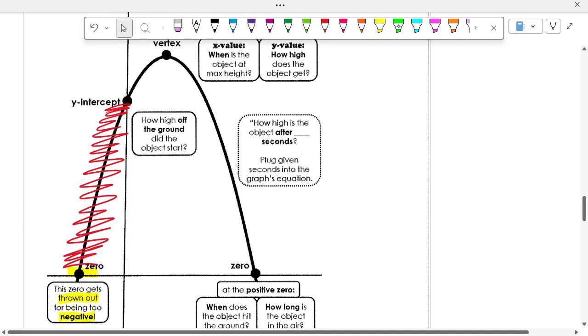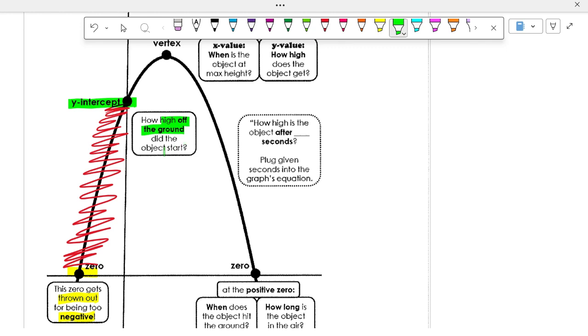Now, the y-intercept tells you how high off the ground the object started. In other words, it's your initial height. So the initial height that you launched the object, the initial height of whatever building you threw it off of, the initial height of the platform, whatever. The y-intercept always represents your initial height.